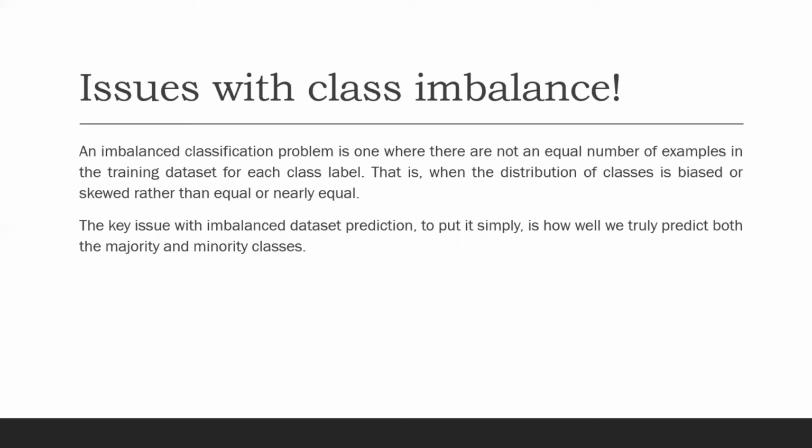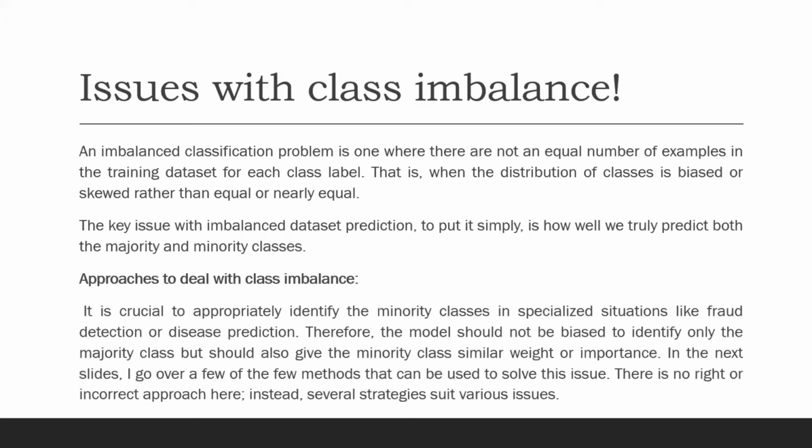So what are the issues with class imbalance? An imbalanced classification problem is one where there are not an equal number of examples in the training dataset for each class label. That is, when the distribution of classes is biased or skewed rather than equal or nearly equal. The key issue with imbalanced dataset prediction, to put it simply, is how well we truly predict both the majority and the minority classes.